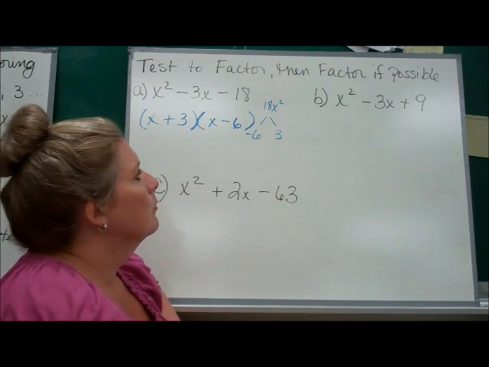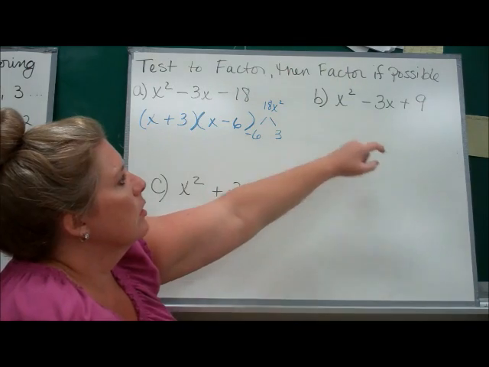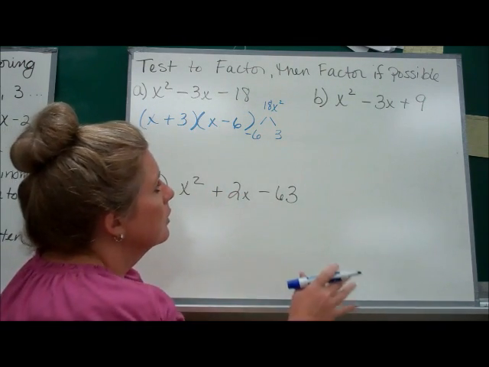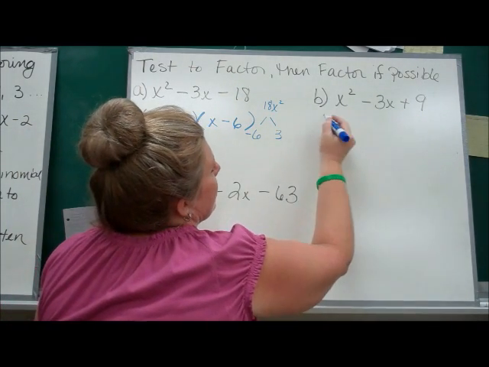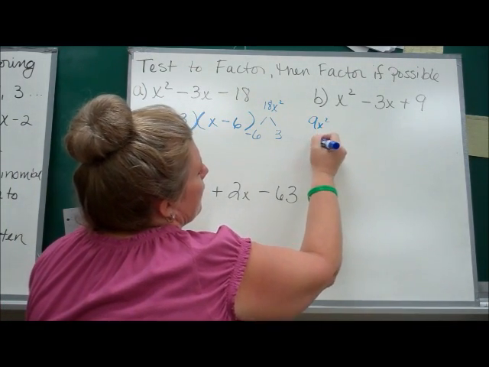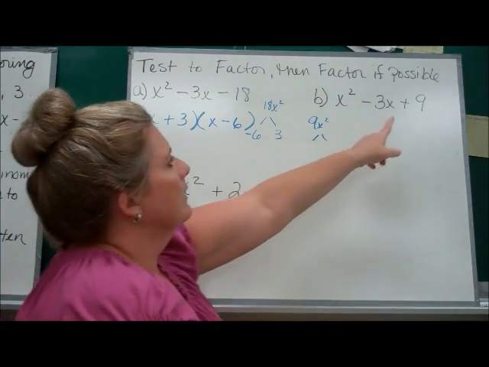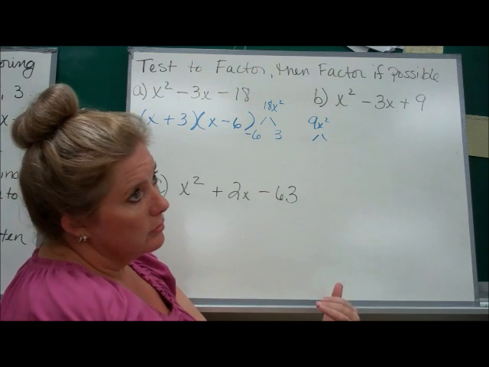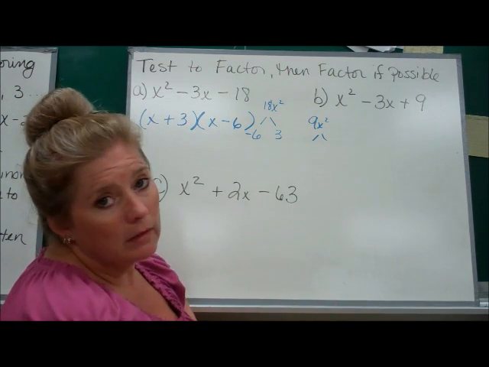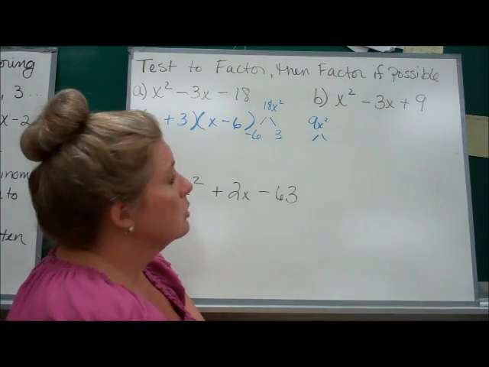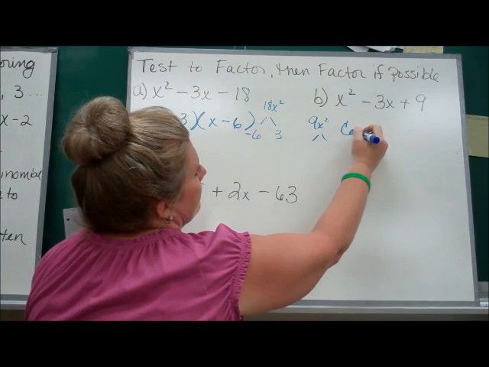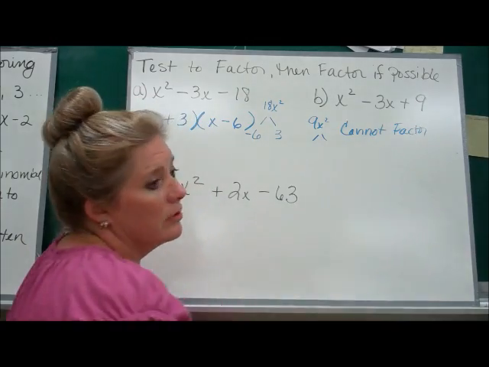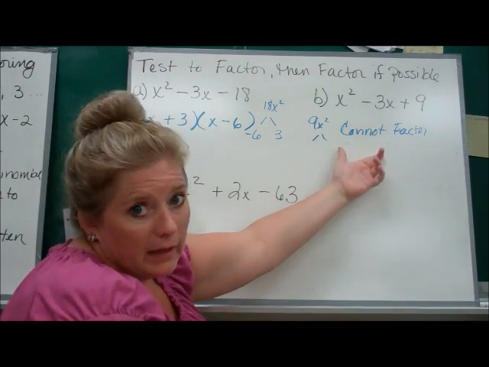Next, part B, x squared minus 3x plus 9. Test to see if it'll factor. Multiply x squared times 9, so we get 9x squared. Now, are there factors of 9 that will add to 3? The factors of 9 are 1 and 9, and 3 and 3. None of them add to 3, so this one cannot be factored. That's what happens when you get one that cannot factor.